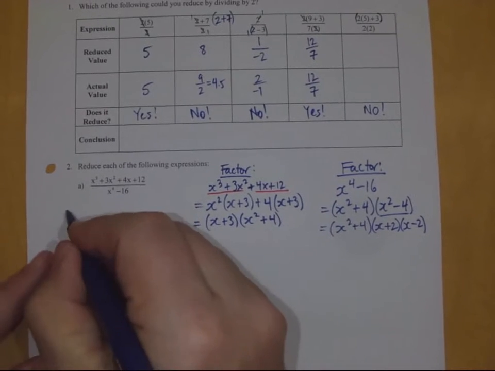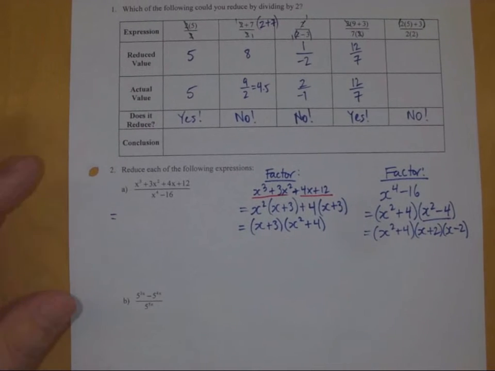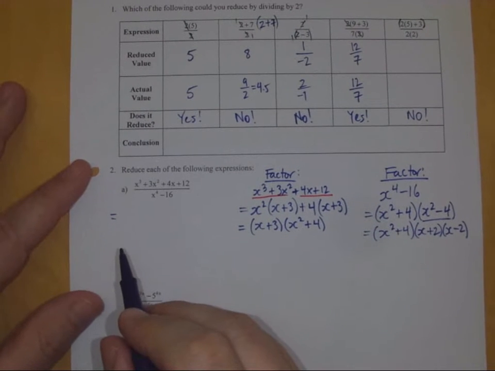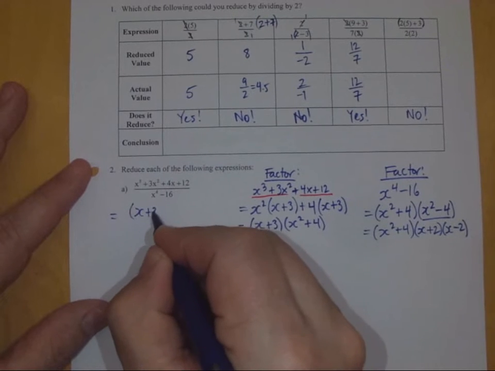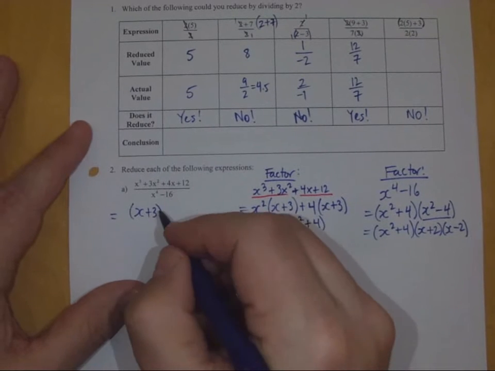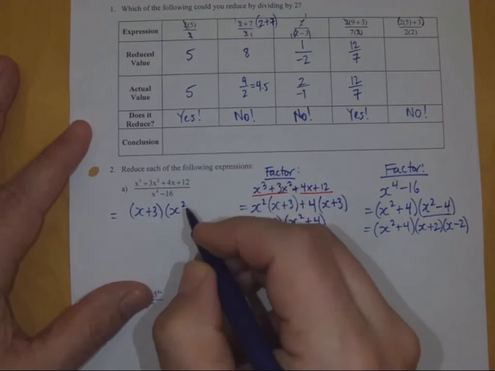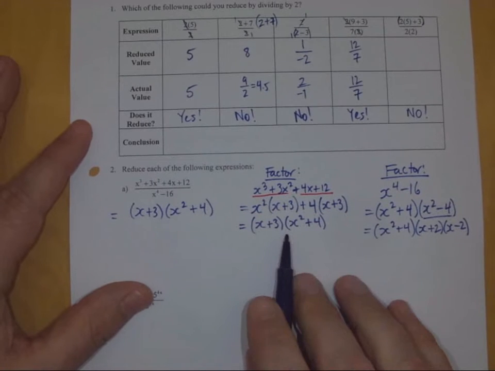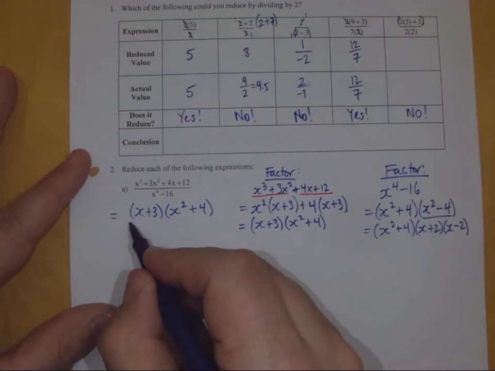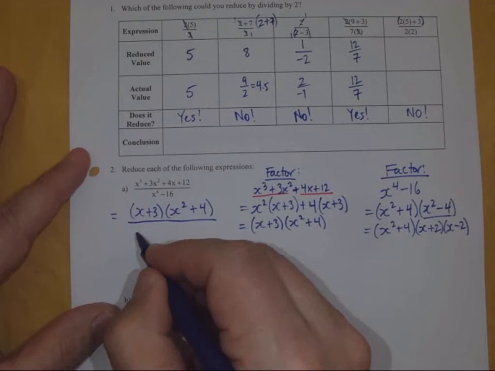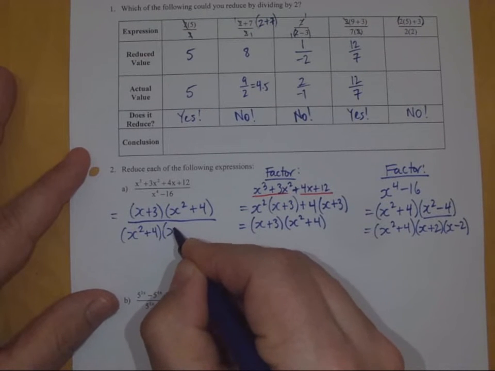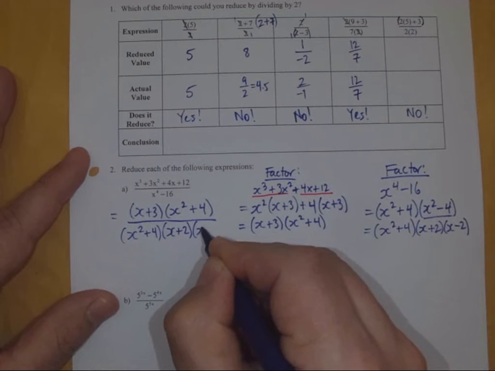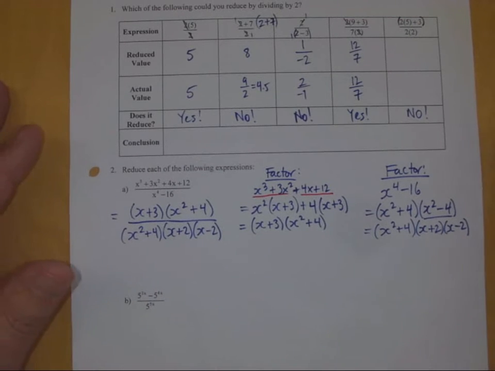Okay, so going back to my original question, I see that the answer should be, on the top, x plus 3 times x squared plus 4, that's what we factored the top to, divided by x squared plus 4 times x plus 2 times x minus 2.